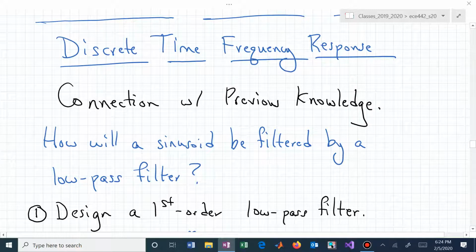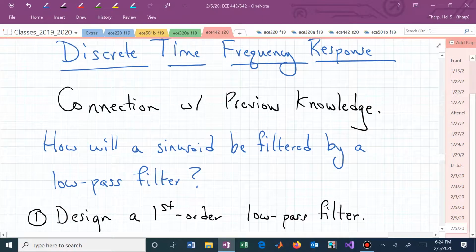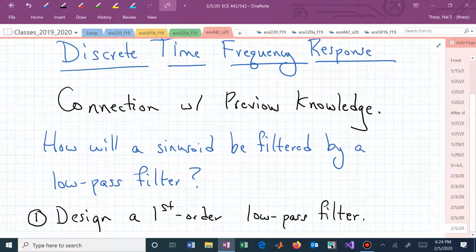Or I'm really asking you, how will a sinusoid be filtered by a low-pass filter? That's the question to begin with, to get us thinking. How will a sinusoid be filtered by a low-pass filter? How would you answer that? Only sinusoids with a frequency that are below whatever the filter threshold is that we pass through?